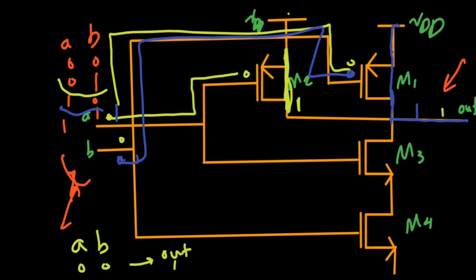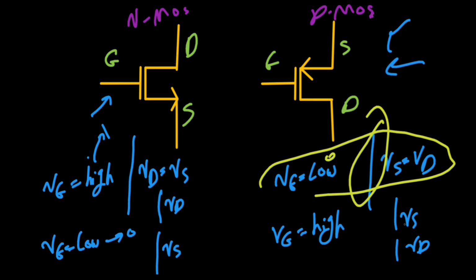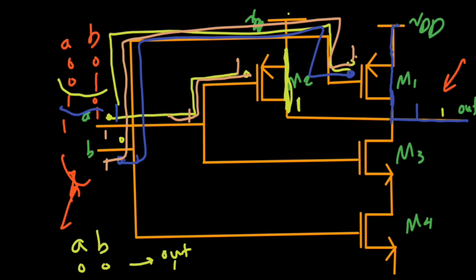Let me just change the color. So if we have 1 on both of the wires, we have 1 here. This one goes through this wire to the M2. Also B is 1, so through this wire we have 1 on the gate of the M1. But we saw that 1 causes the PMOS to act as an open circuit, right? So the drain and source of this would be just disconnected from each other.